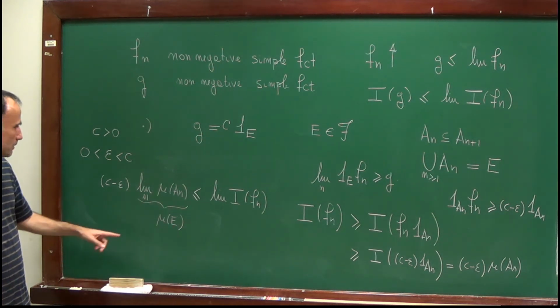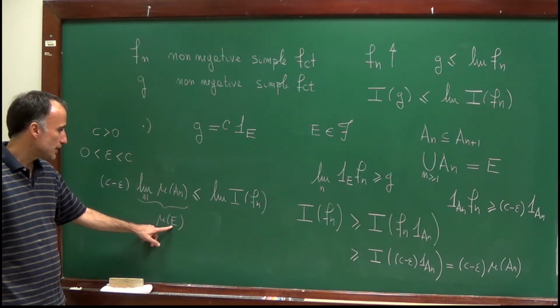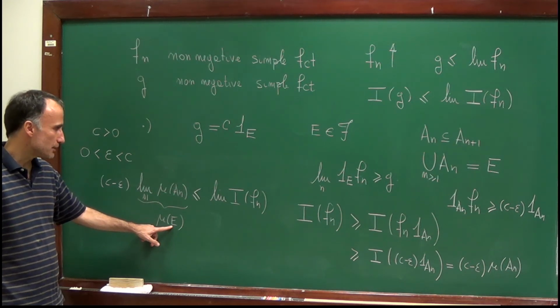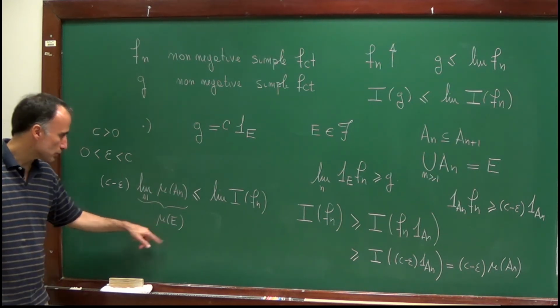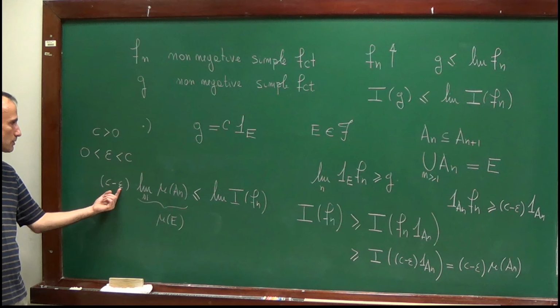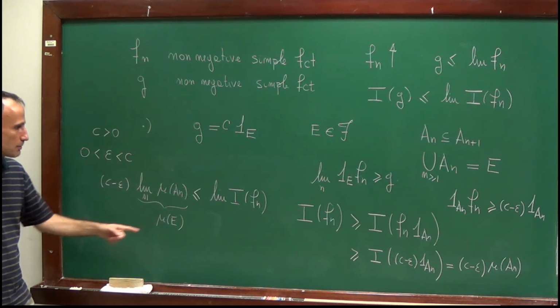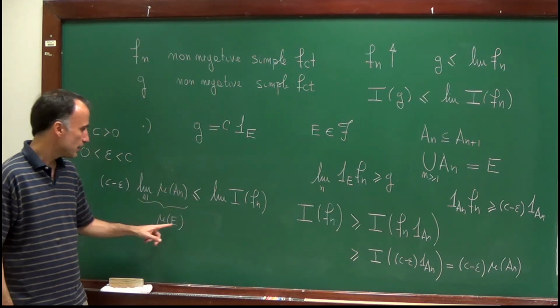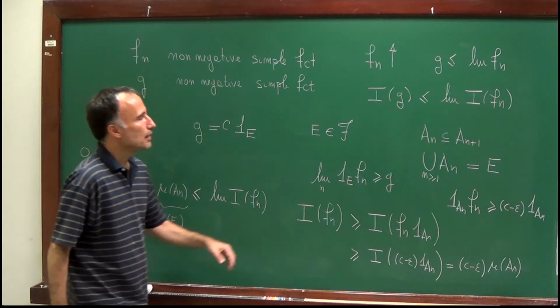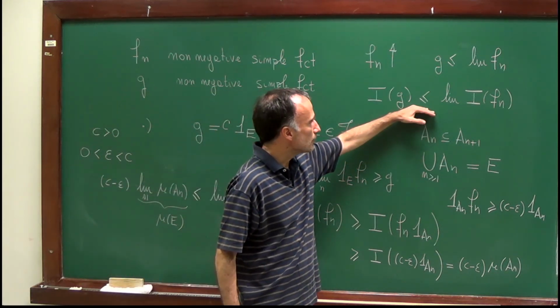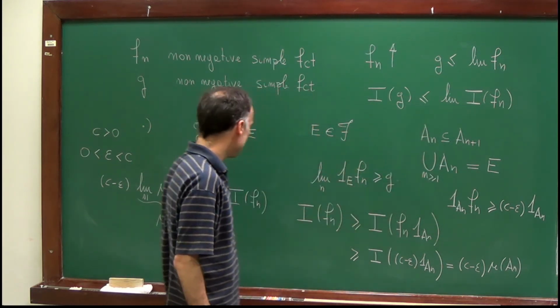Now there are two possibilities. Either mu of E is equal to plus infinity. If mu of E is equal to plus infinity, since c minus epsilon is strictly positive, this means that the limit of I of f_n is plus infinity, and therefore this inequality is trivially satisfied.